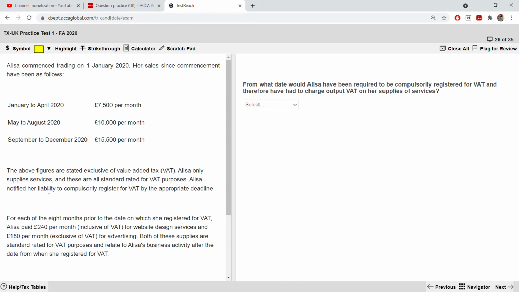Alyssa notified her liability to compulsorily register for VAT by the appropriate deadline. For each of the 8 months prior to the date on which she registered for VAT, she paid 240 per month, inclusive of VAT. Inclusive means VAT is there, exclusive means VAT is not included. That is for website design service, and 180 per month exclusive of VAT for advertising. Both of these apply a standard rate for VAT purposes. Standard rate is 20% and relates to Alyssa's business activity after the date from when she registered for VAT. So from what date would Alyssa be required to compulsorily register for VAT and therefore have to charge output VAT on her supplies of services?